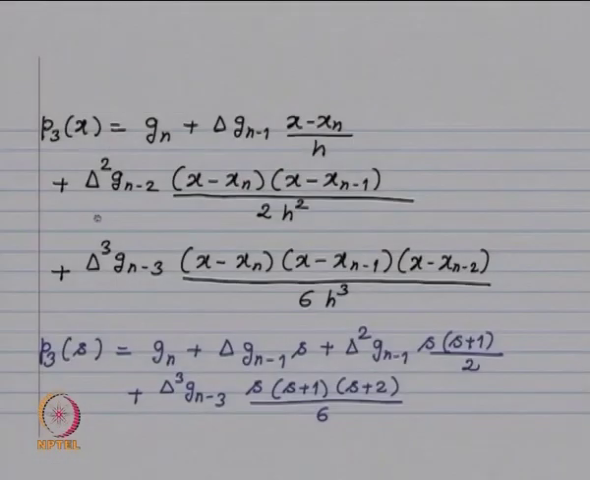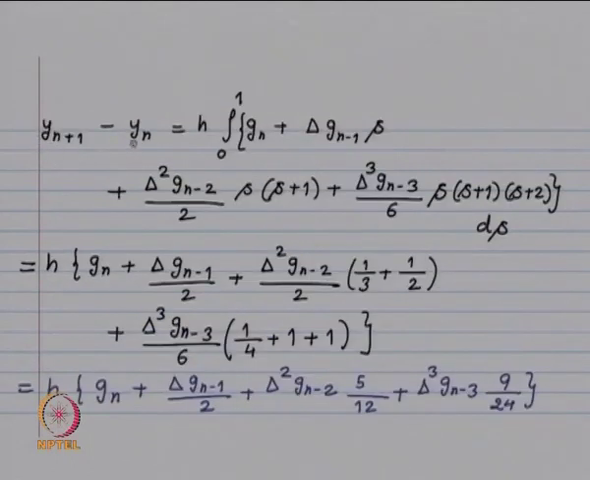So, thus we have P_3 to be g_n plus Δg_{n−1} s plus Δ²g_{n−1} s(s+1)/2 plus Δ³g_{n−1}, where (x − x_n)/h will be s, (x − x_{n−1})/h will be s plus 1, and (x − x_{n−2})/h will be s plus 2, divided by 6. So, distribute this h to each of the brackets.